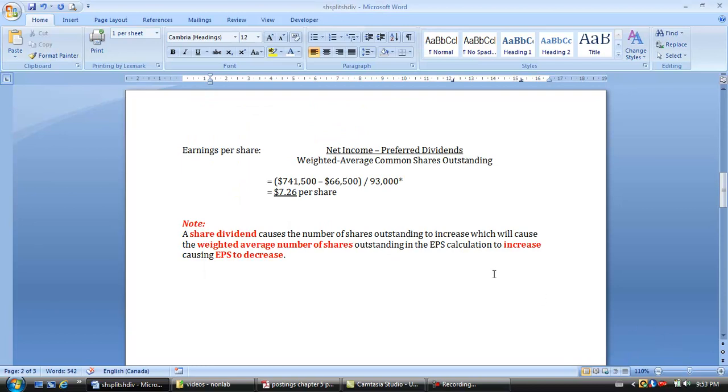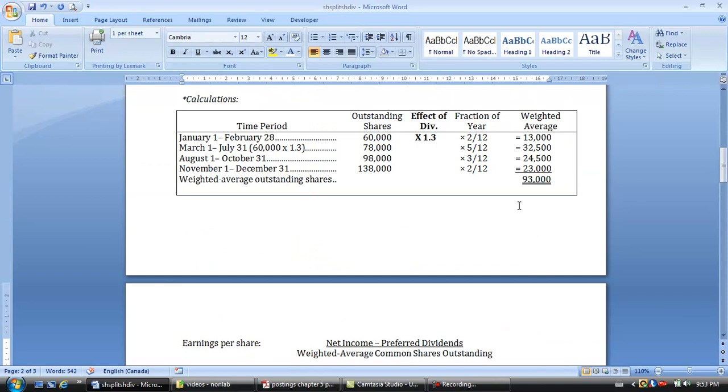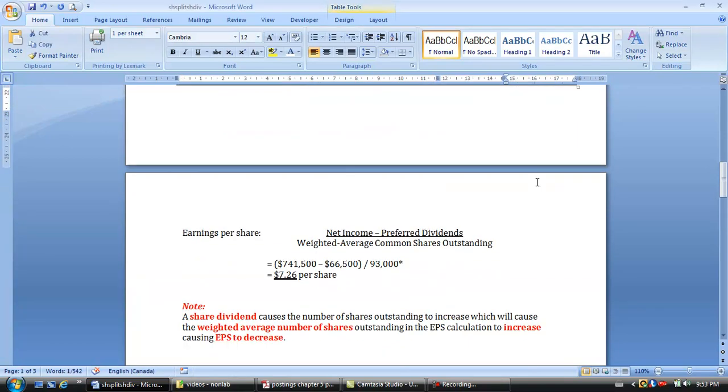Now, with our previous example, I forgot, I wasn't finished. Now that we've got this WACS calculated here, this is with the share dividend example, I'm going to now calculate my EPS by taking my net income, which I was given in the problem for Kingsley, subtracting from the numerator the amount of the preferred share dividend that was declared that year, and divide it by my WACS that I calculated to get $7.26 a share.